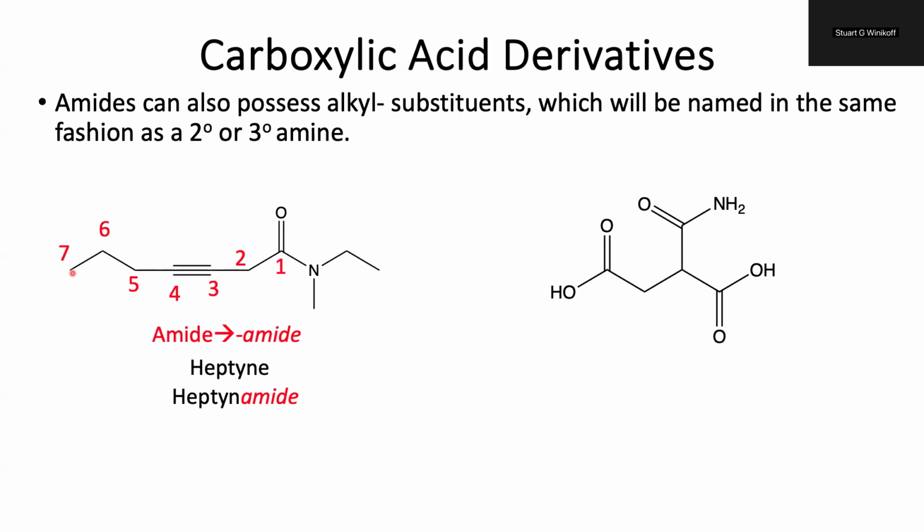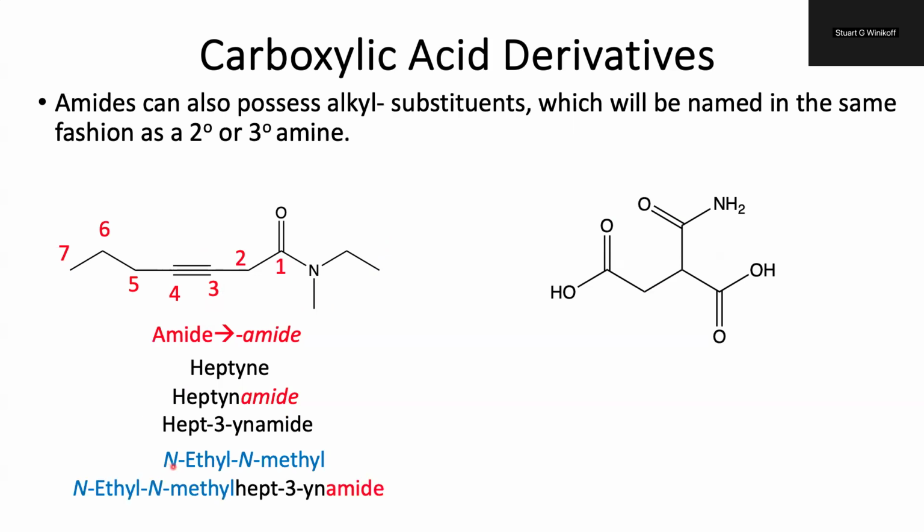Now I have to number the system. The focus is putting the 1 on that carbonyl location, so I don't have to put a 1 before that amide. And then that puts a 3 on the alkyne, so I have a hept-3-yn-amide. Then I have to name my substituents. The only substituents in this case are an N-methyl group and an N-ethyl group. So, putting them alphabetically, this becomes N-ethyl, N-methyl. So I have an N-ethyl, N-methyl, hept-3-ynamide.